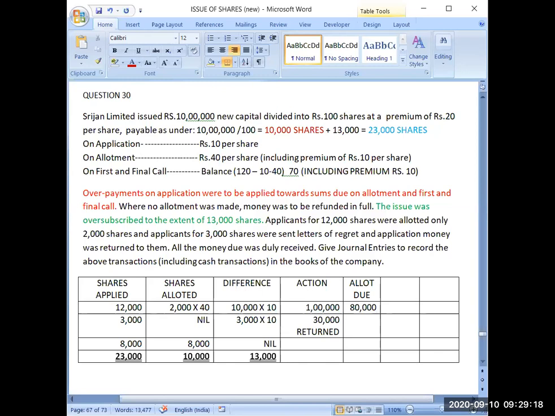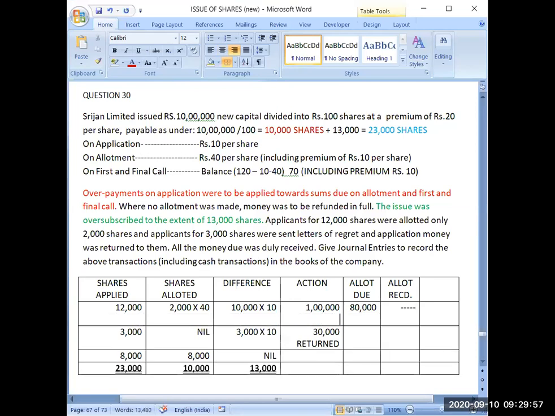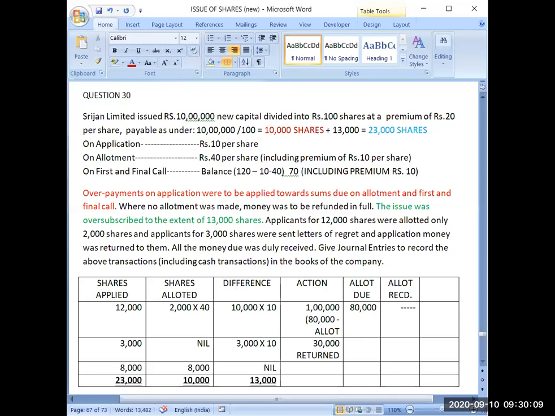Okay. Now listen very carefully. I am having 1 lakh rupees of this category and I need only 80,000 on allotment from them. Will they pay me anything on allotment? No. They will not pay me anything because I am already having 80,000. So now the action is that 80,000 will be used on allotment.